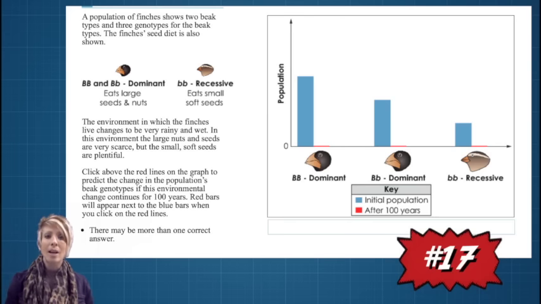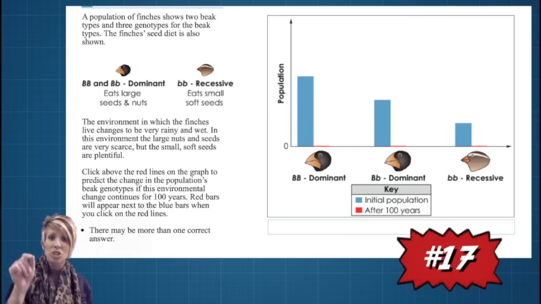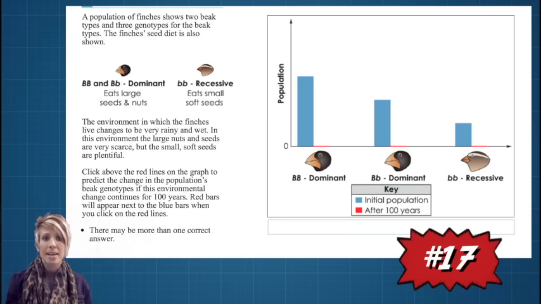Click above the red lines. Now, you probably can't tell on your paper right now, but next to those big blue boxes on the bar graph is a little red dash, a little red line. If you were taking this test online, you would click on that, and that would adjust the height of the red bar.